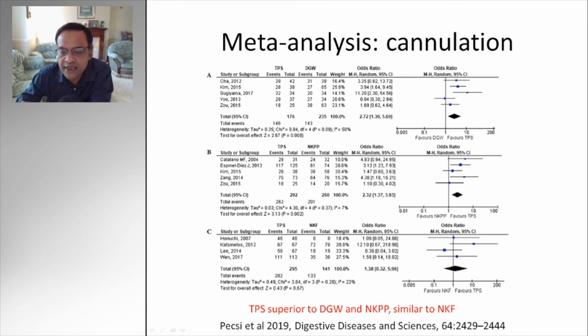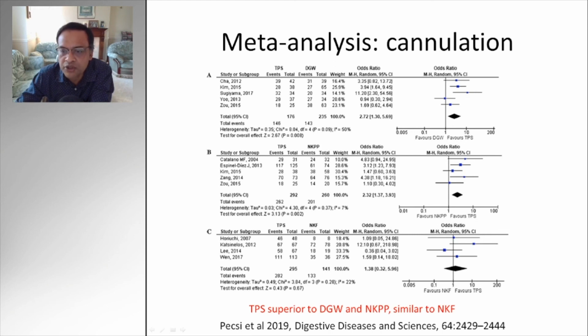So how do these advanced techniques compare against each other? In 2019, Pexi et al. published a meta-analysis comparing 4 of these techniques, that is transpancreatic sphincterotomy or Goff method, double guidewire technique, needle knife precut papillotomy, and needle knife fistulotomy.